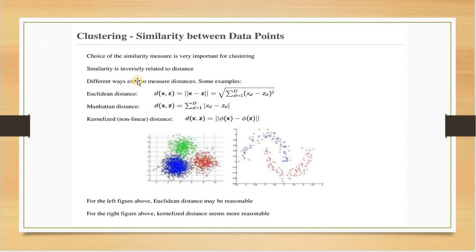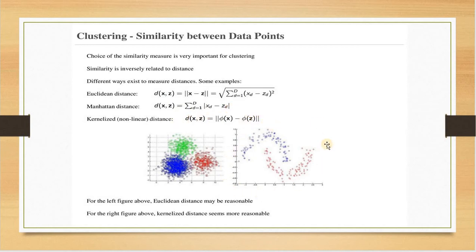And now we will see the different ways that exist to measure data. Here we have three methods to measure the data. First one is Euclidean distance, second one is Manhattan distance, and third one is kernelized nonlinear distance. The Euclidean distance formula is over here, Manhattan distance is this, and kernelized distance is this.